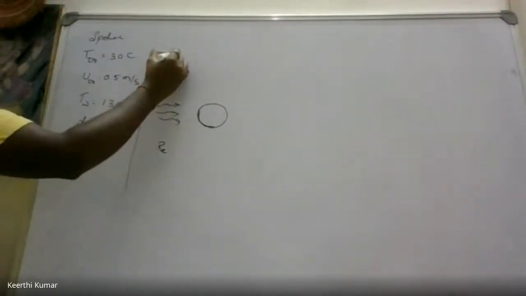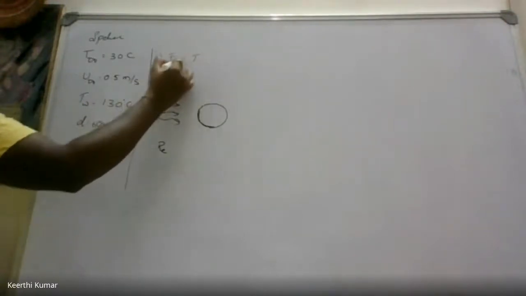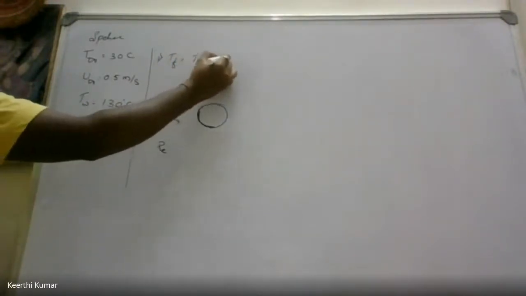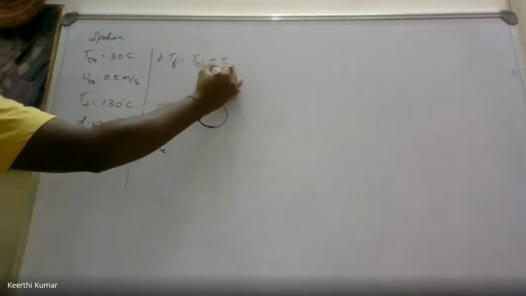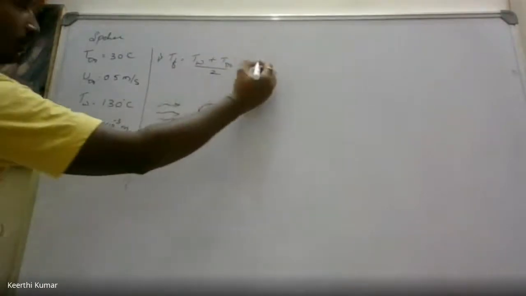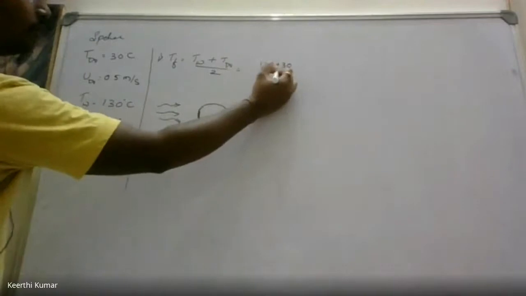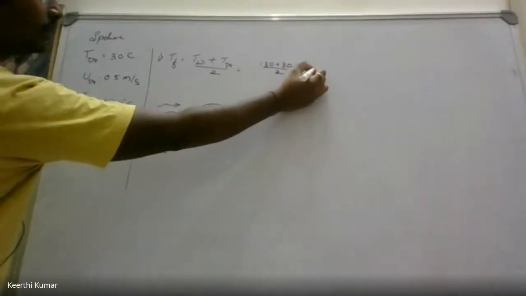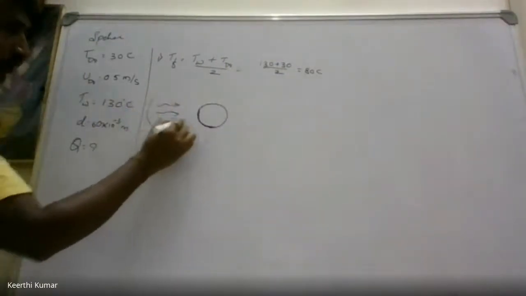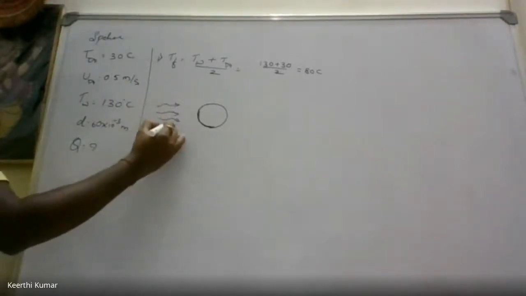So first we'll find out T_f, as usual. T_f is the first step. That is film temperature, T wall plus T infinity divided by 2. This is standard for plate, cylinder or sphere. T_f is 130 plus 30 divided by 2, so 80 degree centigrade. Then what is the fluid given here? The fluid is air.